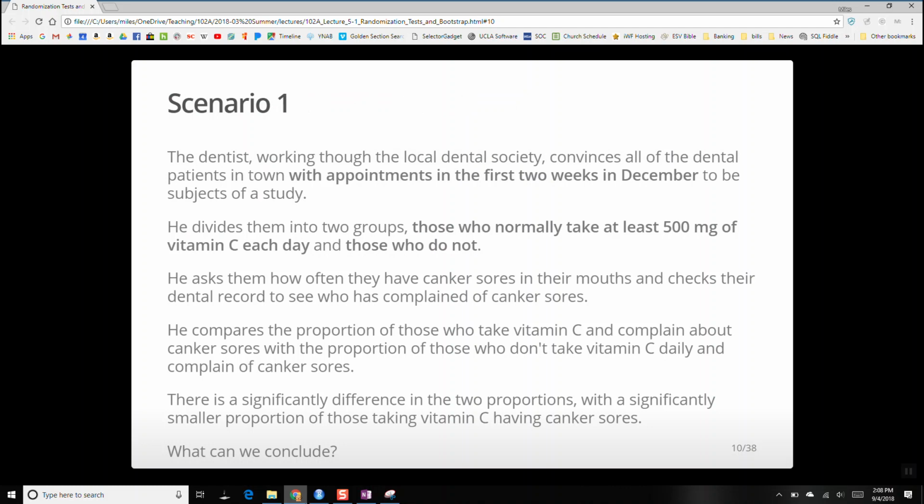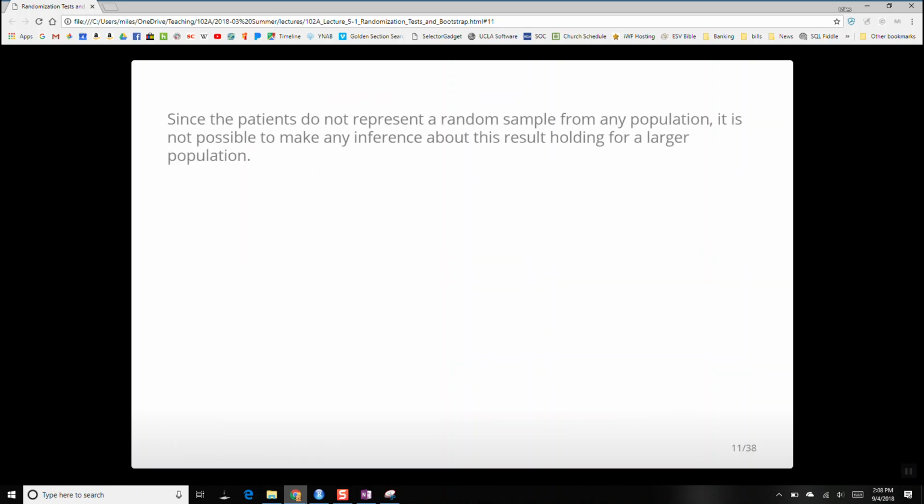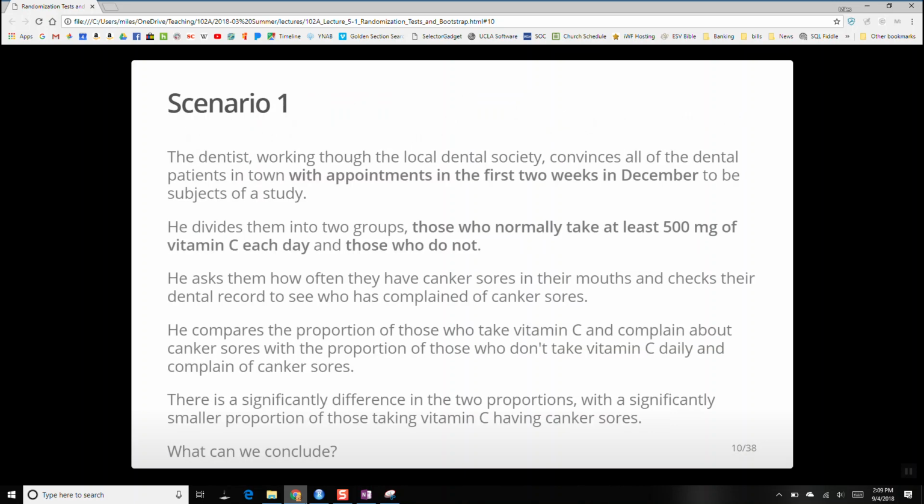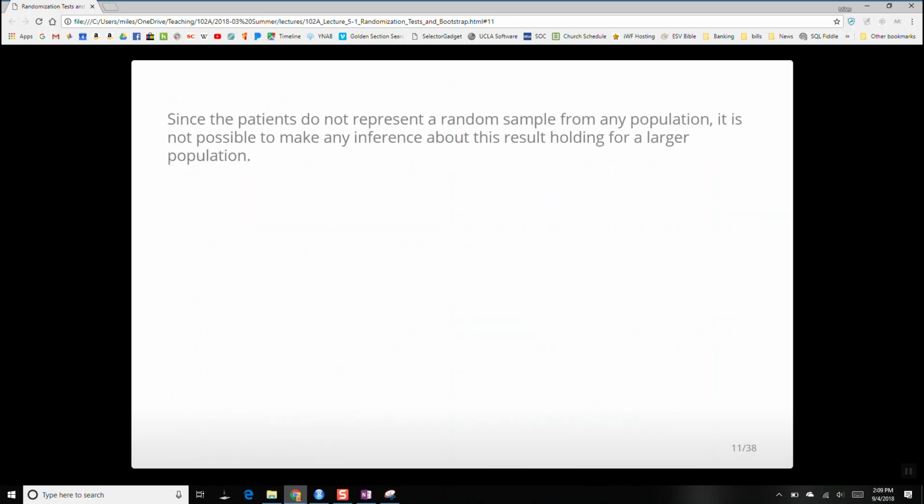Okay, so we say the patients are not a random sample from any population, okay? Because how are they selected? They are dental patients with appointments in the first 2 weeks in December. So that's not random at all. That's just kind of a convenience sample.